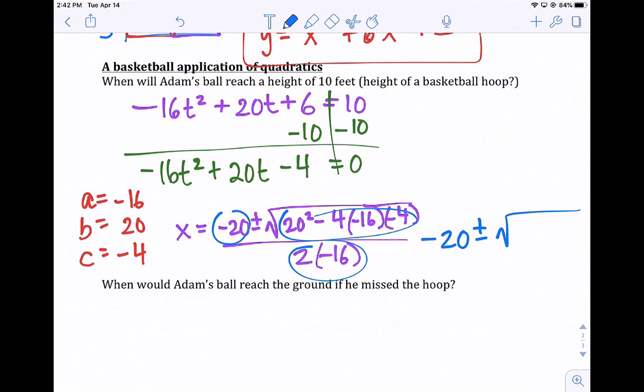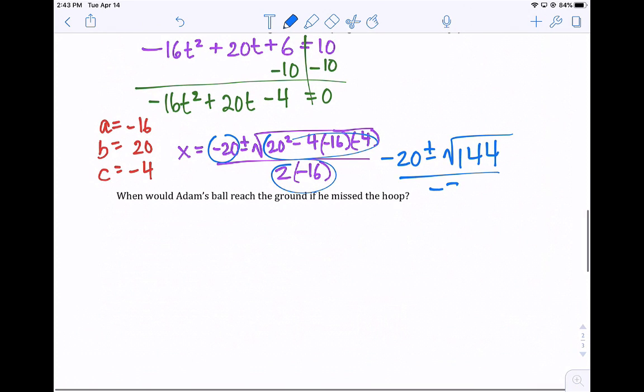Oh, I think I plugged in wrong, didn't I? Minus 4, negative 16, times negative 4. No, that's right. Okay, so I get 144. I typed it in wrong the first time. Let me double check. 20 squared minus 4, parentheses, negative 16, parentheses, negative 4. Okay, yep, 144. And then all over negative 32.